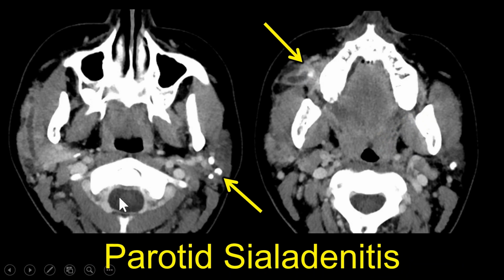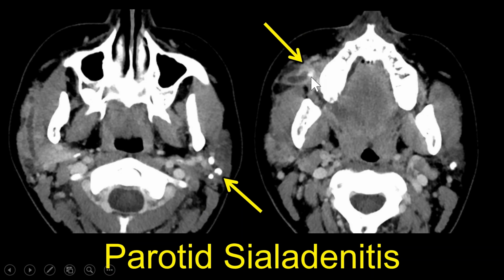Here's another case. So here we have a bunch of calcifications within the parotid gland itself. And you see on the image on the left side of your screen, we have dilatation of the parotid duct. So there's a fluid collection that's tubular going back through the parotid. And on the other side, we see all these focal calcifications within the parotid.